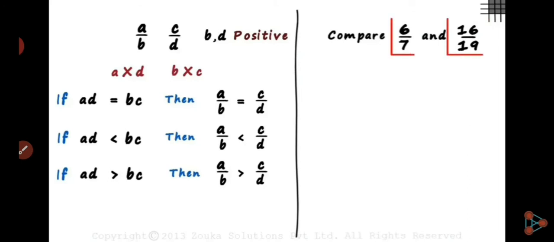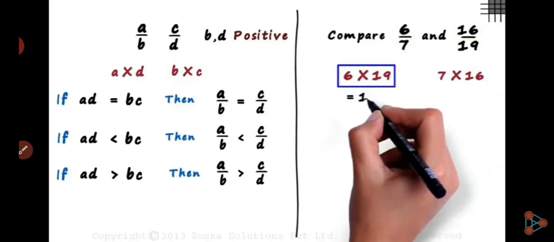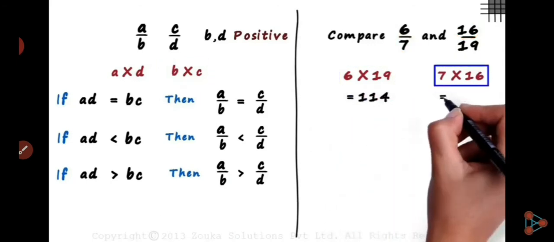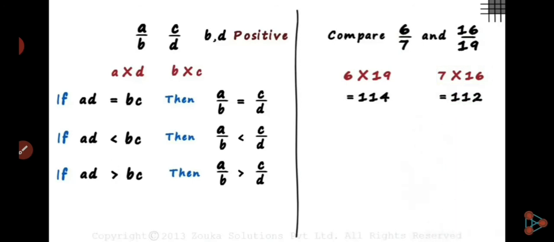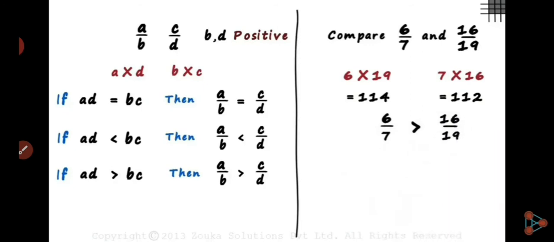So to compare these two rational numbers, all we need to do is compare the product of this integer with this one with the product of this integer with this one. AD in this case will be 6 times 19 and BC will be 7 times 16. 6 times 19 is 114 and 7 times 16 is 112. As we can see that 114 is greater than 112, we can be sure that 6 by 7 is greater than 16 by 19. That's how simple comparison of rational numbers is.